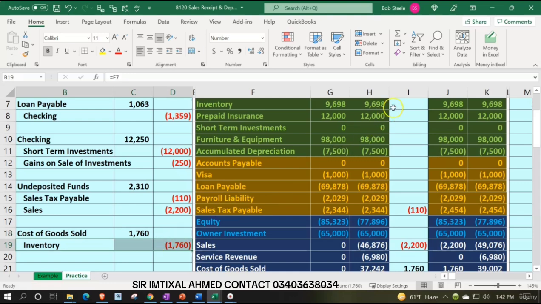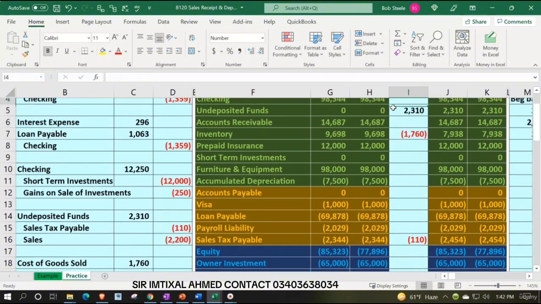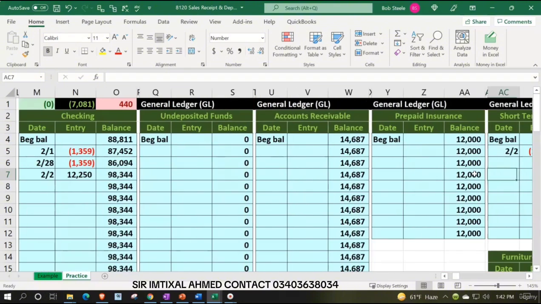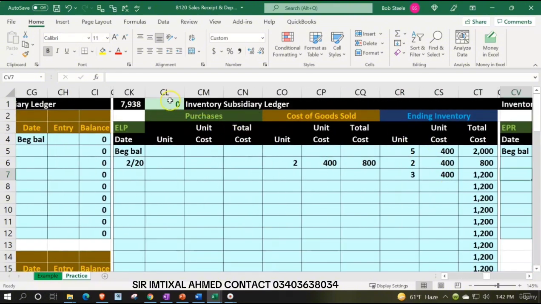Did we record the inventory? No. In I7. I7 equals the inventory. And so there we're back in balance on the inventory. So that looks good. Let's check and see if our subledger is back in balance. So if I go all the way to the right to the subledger, the subledger is back in balance given by the green 0, the 7938 on the subledger. Okay, so we're going to run this back again.